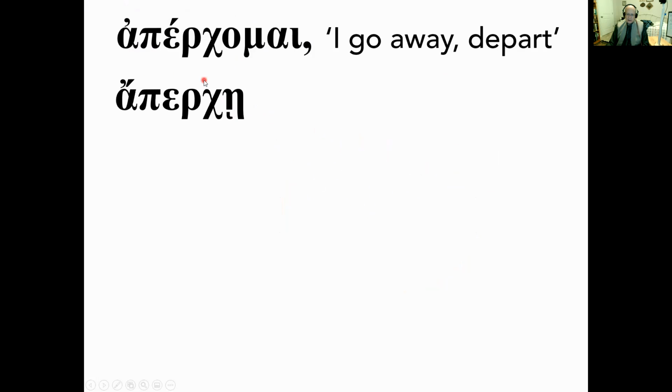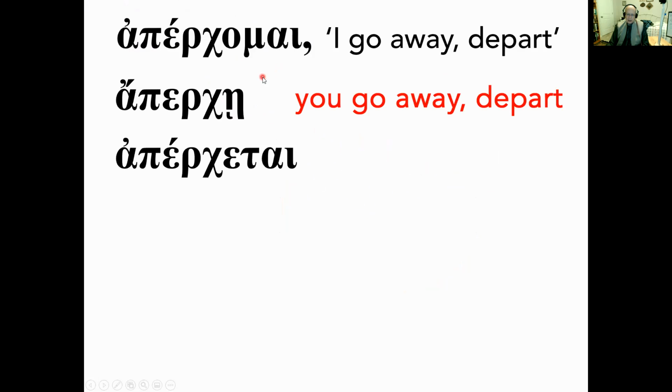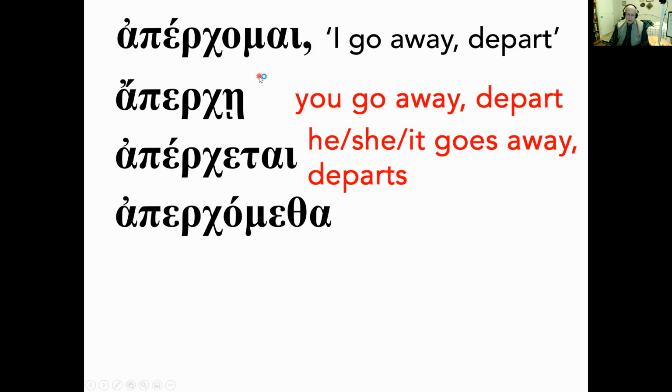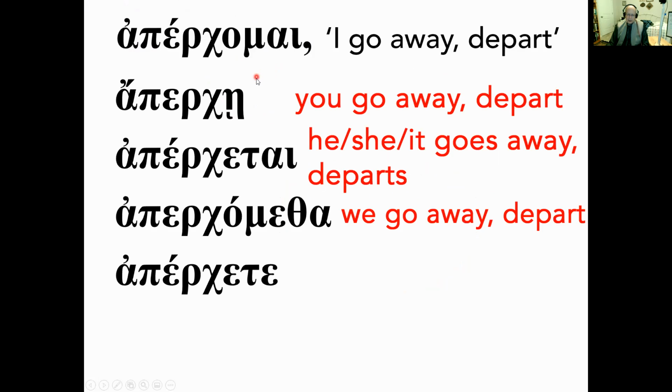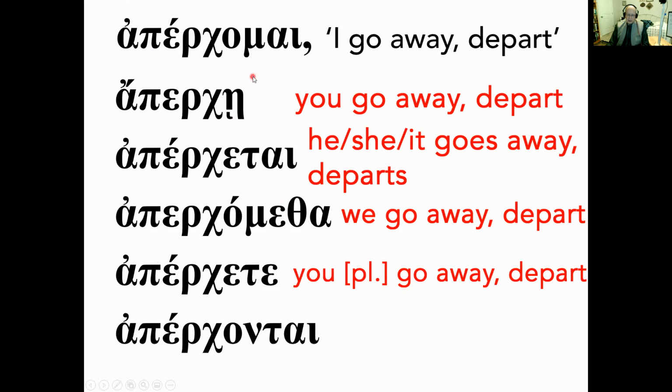First, the endings. Ap erchomai, ap erche, ap erchetai, ap erchometha, ap erchesthe, ap erchontai. I go, depart. You go away or depart. He, she, it goes away, departs. Notice the S, the inflection in English.